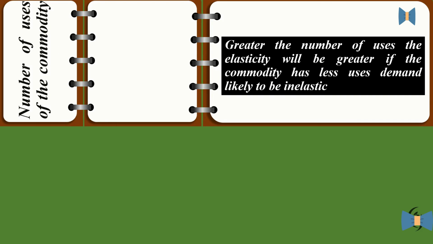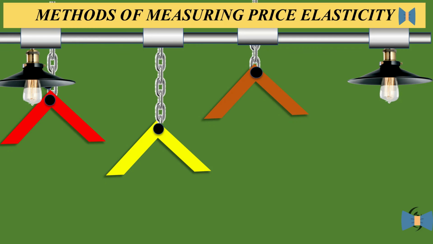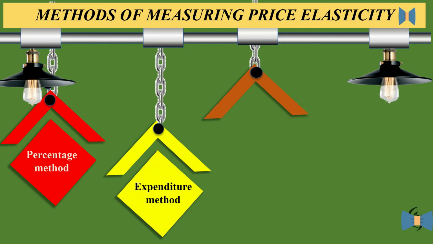Number of uses of the commodity. The greater the number of uses, the greater the elasticity will be. If the commodity has fewer uses, demand is likely to be inelastic. Methods of measuring price elasticity. There are three methods we are going to learn here: one is the percentage method, the expenditure method, and the graphical method.